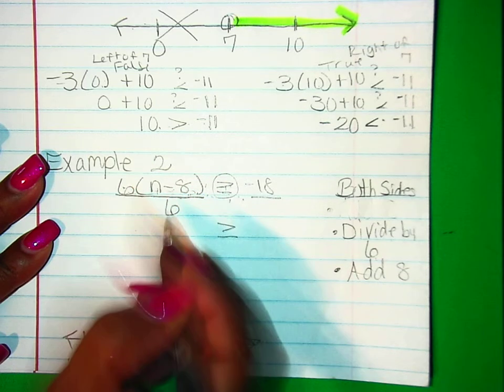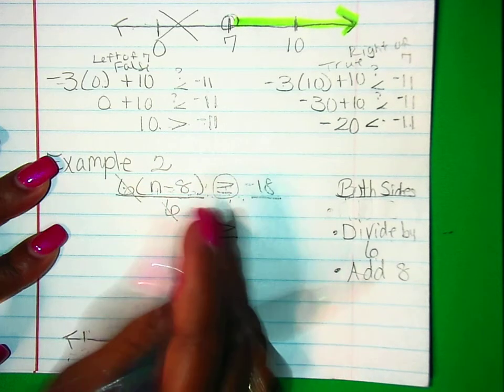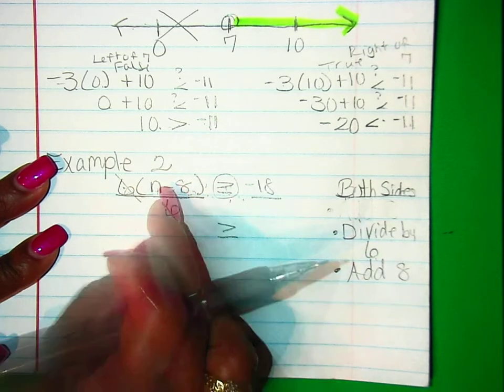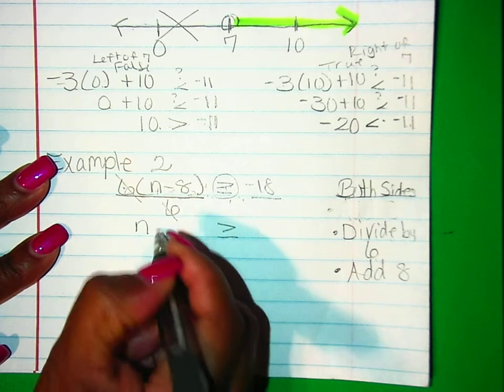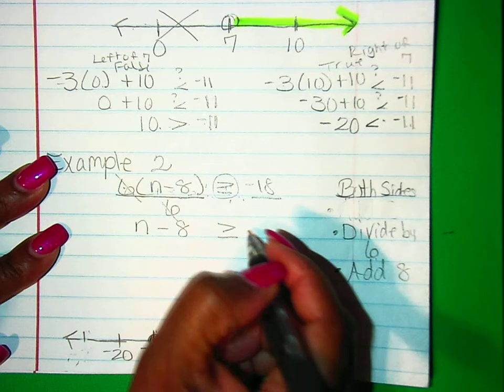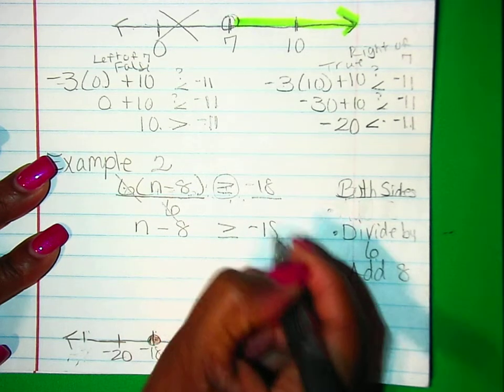The 6 divided by 6 is 1, so it cancels. That allows us to get inside the grouping symbol, and the grouping symbol disappears. So we have n minus 8. Then we bring down our negative 18.